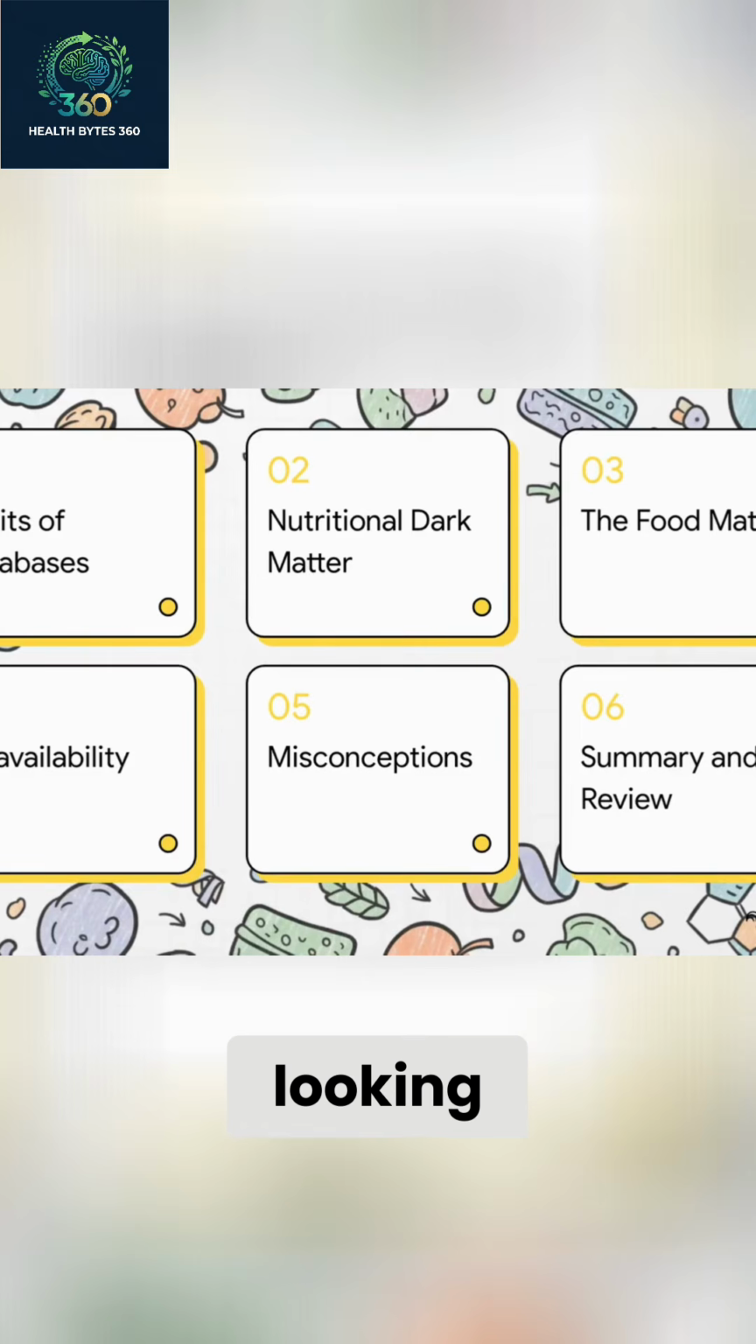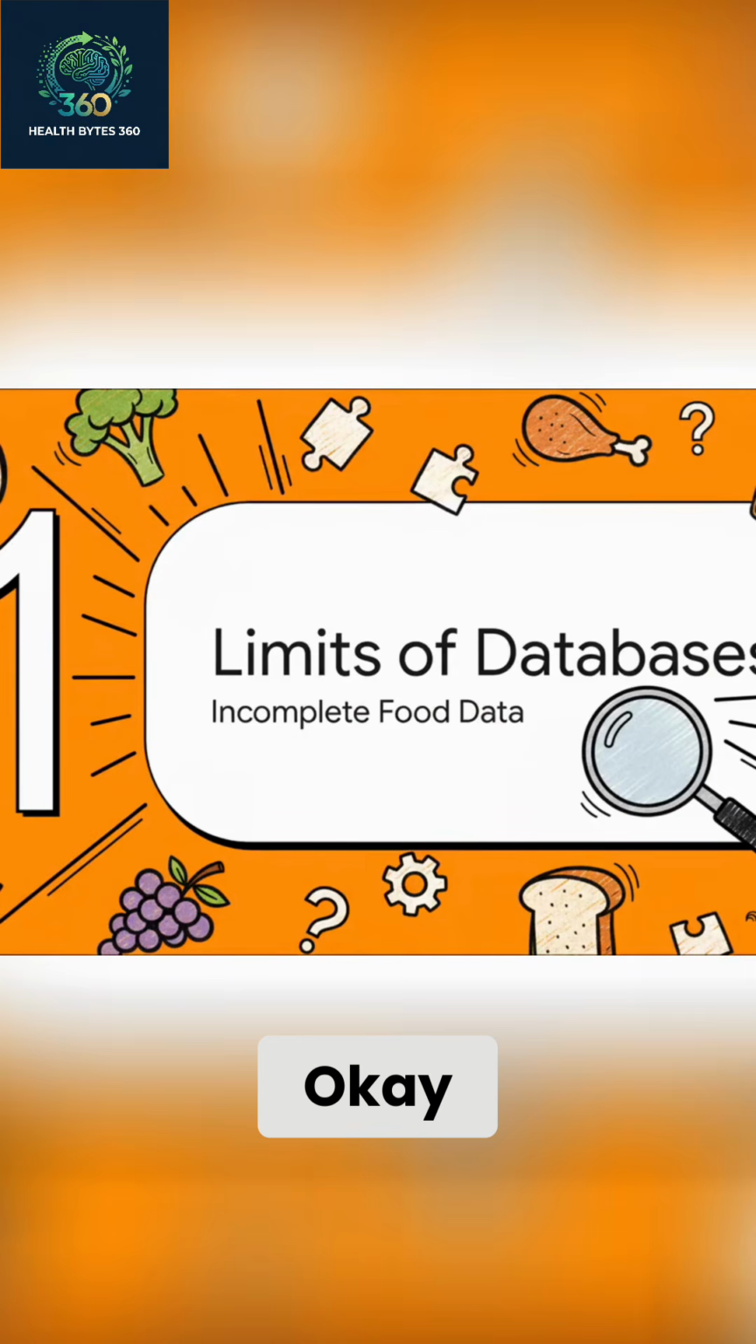We'll start by looking at why our current food databases fall short. Then we'll define what this nutritional dark matter really is. After that, we'll get into the food matrix, the structure of food itself, and see how that affects bioavailability in the real world. We'll wrap up by tackling some common misconceptions and then run through a quick review to make sure it all sticks. Okay, so let's start with the tools of the trade.